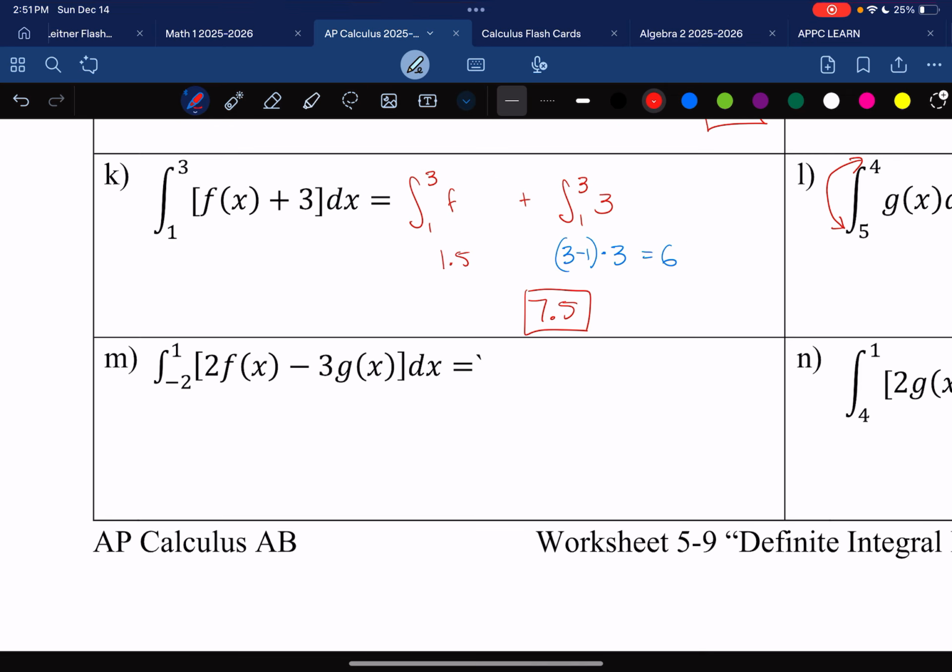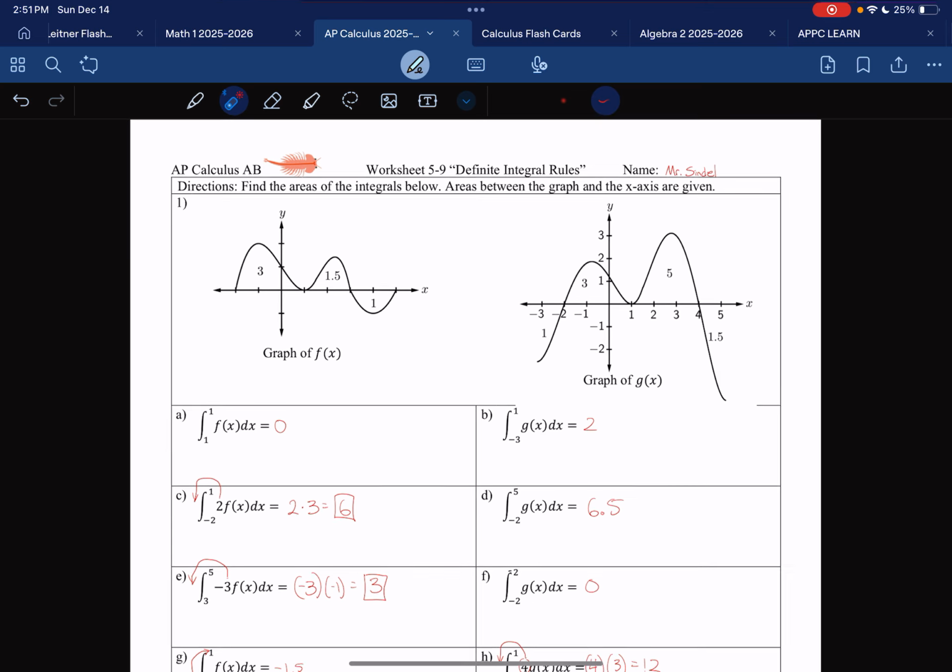And what about 4m? Again, we have two things happening at the same time. So I'm going to kind of pull out the 2, pull out the 3, and there's two different integrals. So here's what I really have. I have 2 times the integral between negative 2 to 1 of f minus 3 times the integral between negative 2 to 1 of g. All right, so none of these are backwards. So negative 2 to 1 of f. Negative 2 to 1 of f is 3.